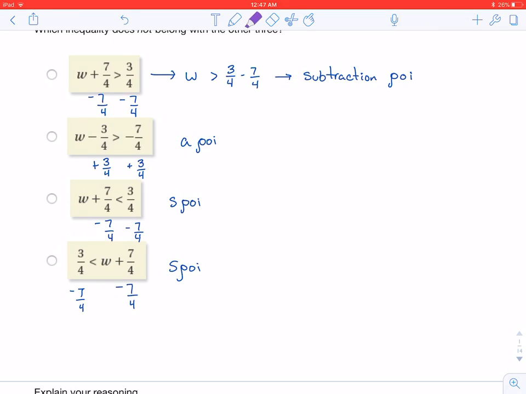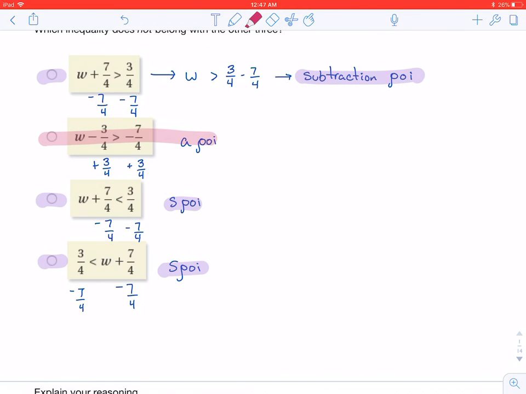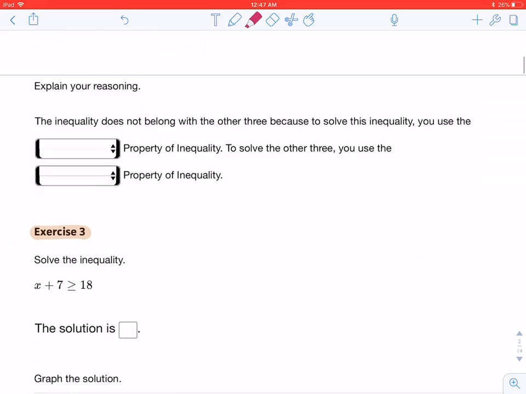So as you can see now, numbers 1, 3, and 4 all are using the subtraction property of inequality, while number 2, the different one, is using the addition property of inequality.